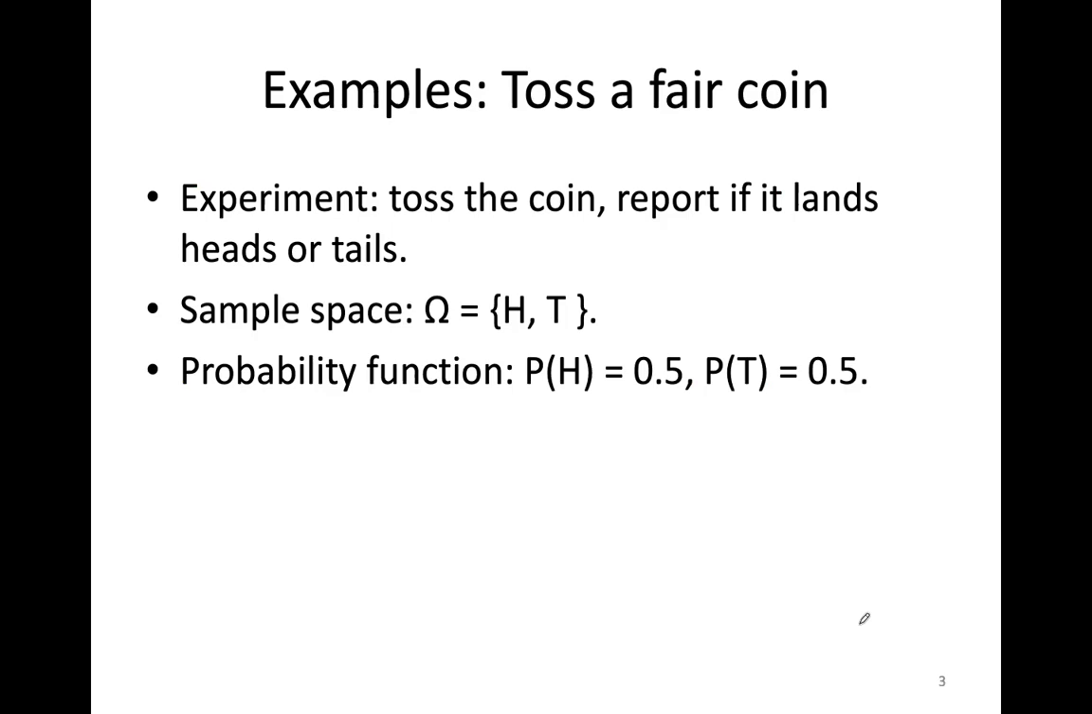When we put all these in place, we will talk about some examples together. First, my experiment is tossing a coin and reporting if it lands heads or tails. Is it going to be yazı or tura? What is my sample space? The possible outcomes are heads or tails. What is my probability function? The probability of obtaining heads is 0.5. Similarly, the probability of obtaining tails is also 0.5.